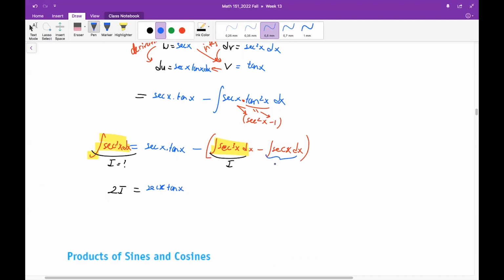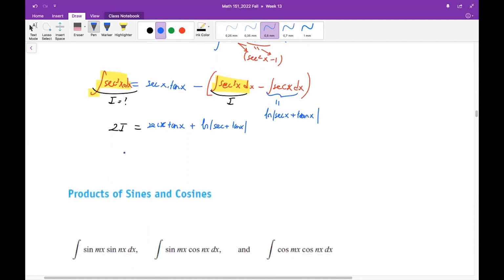Then we know a formula for the result of this integral. It is ln of secant x plus tangent x. So minus minus will make it a plus. Then what we try to solve for is this I, you know, then the I is the right-hand side divided by 2. Plus tangent x, it is sine divided by 2.